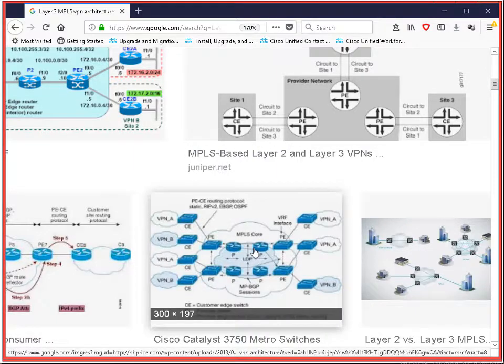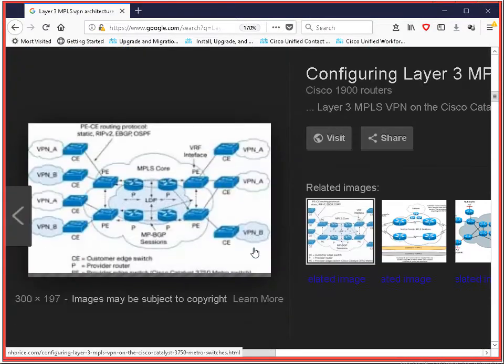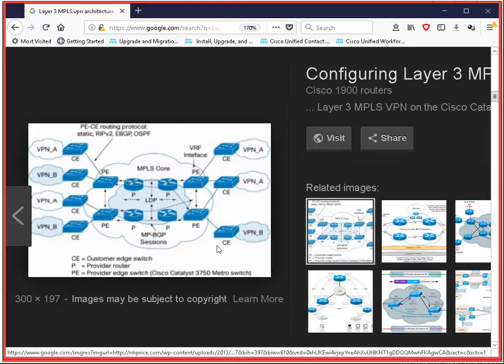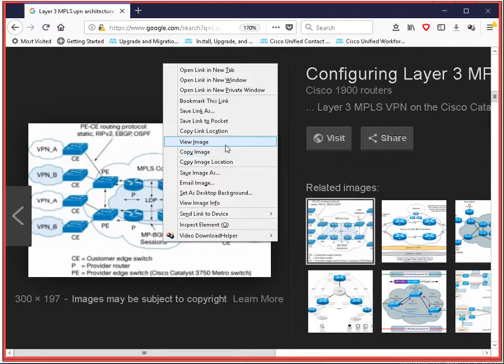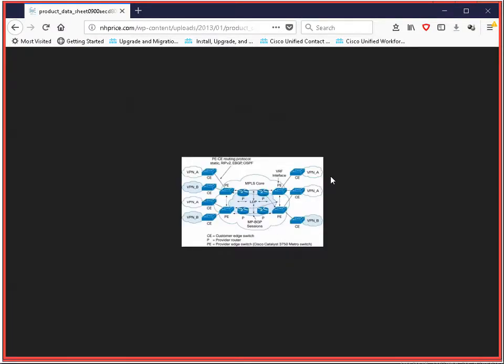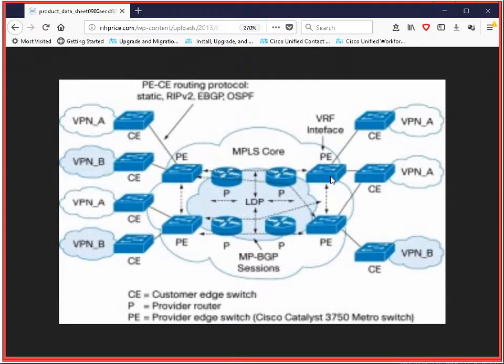Yeah, this one probably will work. It's not the highest resolution diagram, but it should suffice for what we're trying to accomplish.